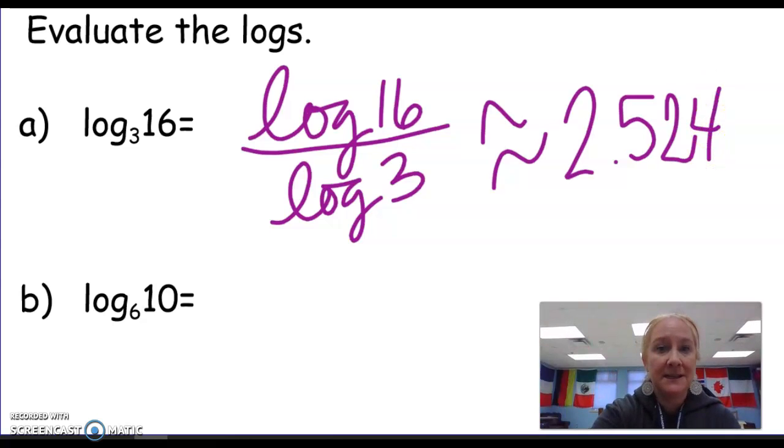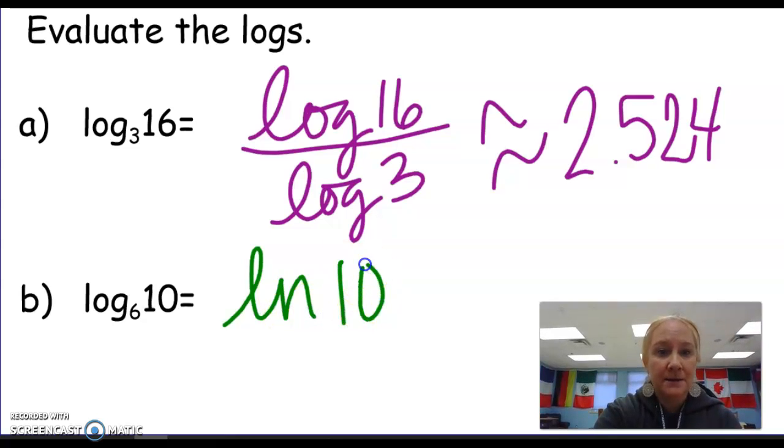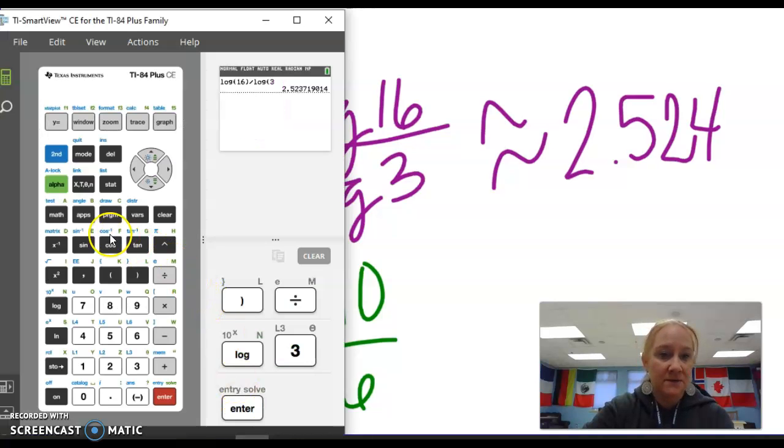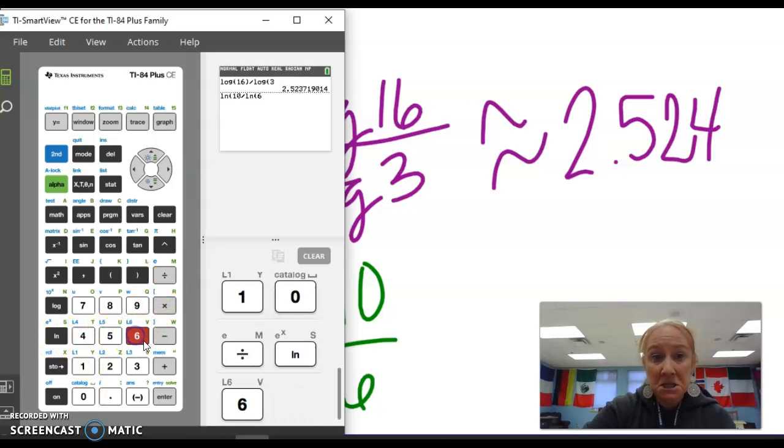What if I was feeling lazy that day and I just wanted to write ln? Okay, so ln of 10 over ln of 6. And this will work because proportionally that still would be okay. So natural log of 10 divided by natural log of 6. Ooh, did it make sense? Did it work if I didn't put the things in?